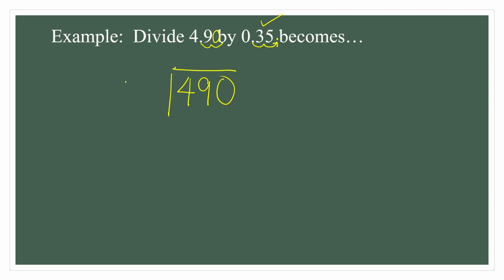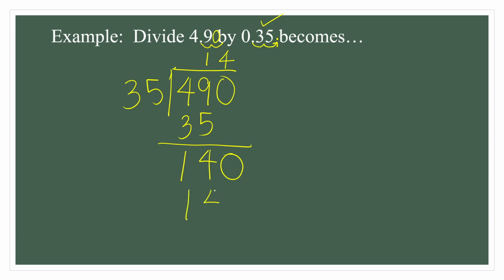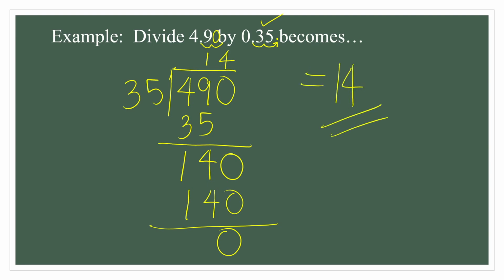divided by 35. Now, 49 divided by 35. 1. 35. This is how much? 14. 1. Bring down 0. 140 divided by 35. 4. Then 4 times 35, 140. 0. So what's your answer here? 14 is your answer for this one.